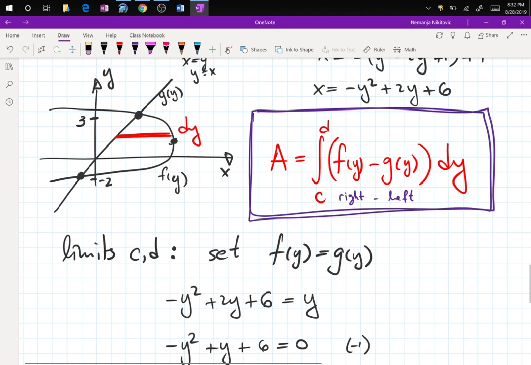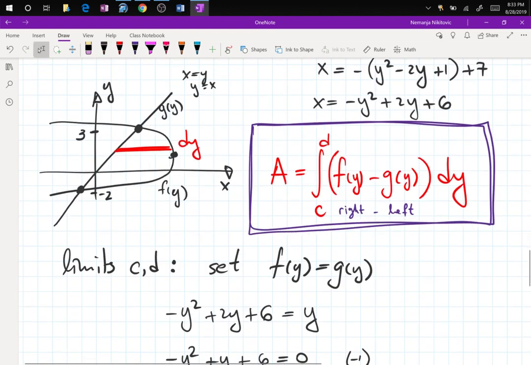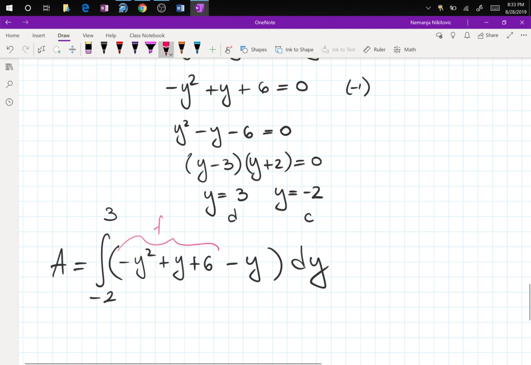There will be something that I will scream many times in this class, but let me just finish this and then I will scream that. We have negative 2 to 3, and then we have right minus left. So to the right, you have the parabola, which is negative y squared plus y plus 6, and then minus y in parentheses times dy. So the first three are your f of y, minus this one over here, which is your g of y.